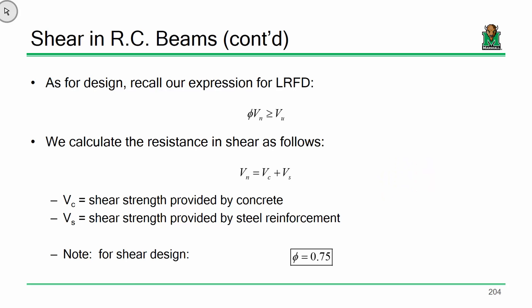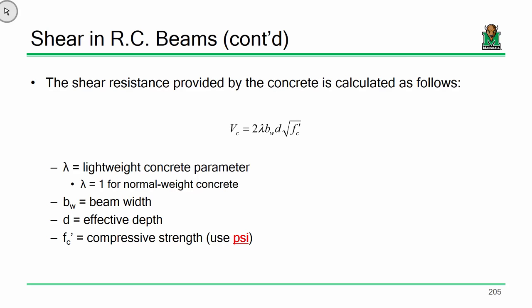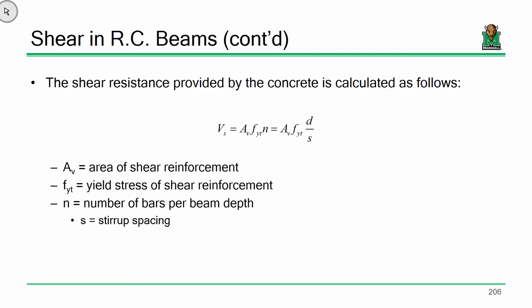So how do we compute capacity? Well, it's pretty straightforward. We sum forces in the vertical direction, and you get some resisting shear force from the concrete and some resisting shear force from the steel reinforcement, and that's how we get Vn. The nominal shear capacity is the nominal capacity of the concrete plus the nominal capacity of the steel. Phi is a whole lot simpler in shear design. It's 0.75, as you see. Now, Vc, the shear capacity of the concrete, is 2 lambda bw d square root of fc prime. Remember, square root of fc prime: you put in psi, you get out psi, okay? For the steel, we take the area times the yield stress times the number of stirrups per beam depth.